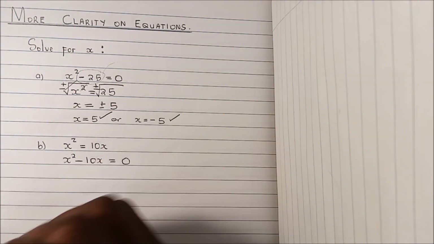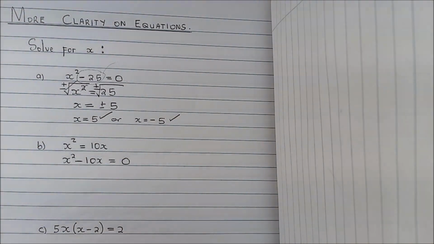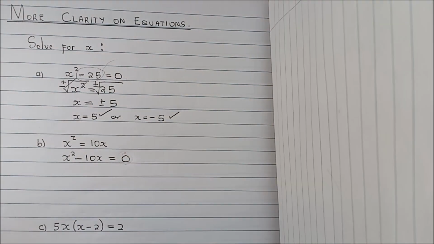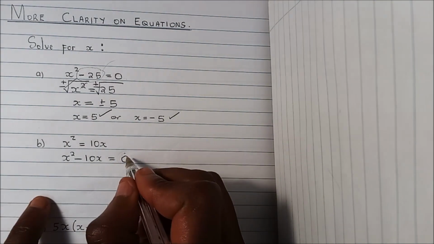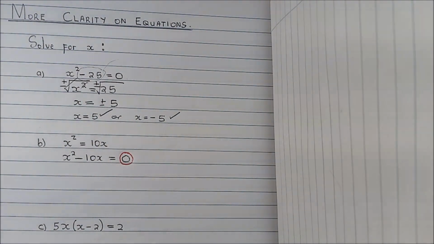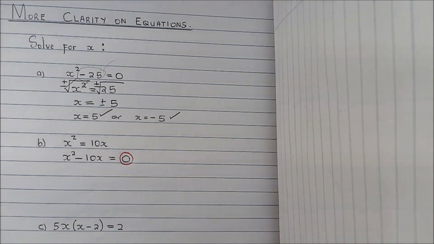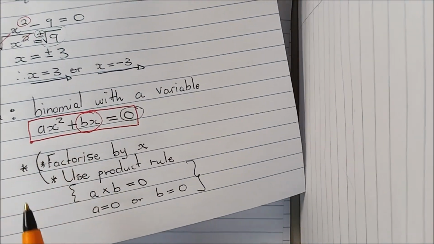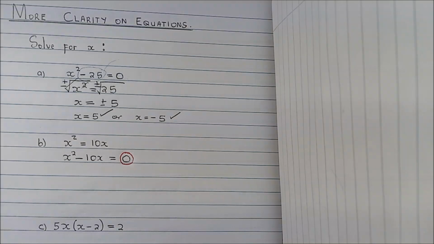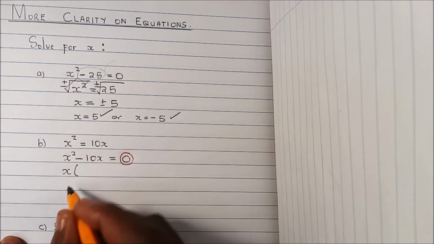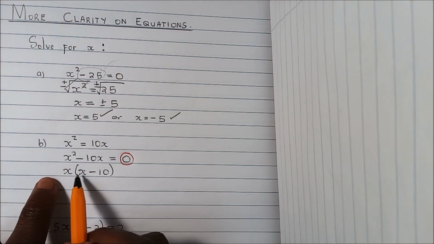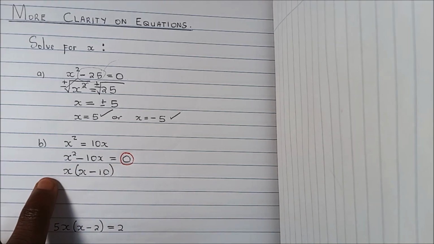Equal 0. Guys, every time you get 0 on the other side, I think you must jump, because you are close to getting the answer. So now, which type do we have here? I said it's a binomial with a variable. So you factorize by x. So now let's factorize by x. If we take x, inside the bracket we will have x minus 10. Because if we multiply this, we get x squared. This by this, we get 10x. We still have equals to 0.